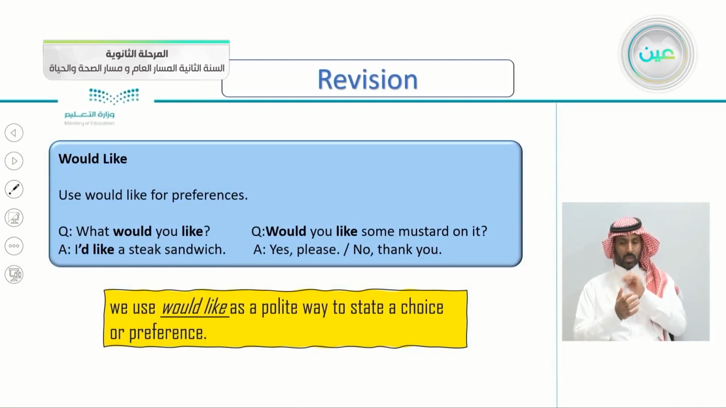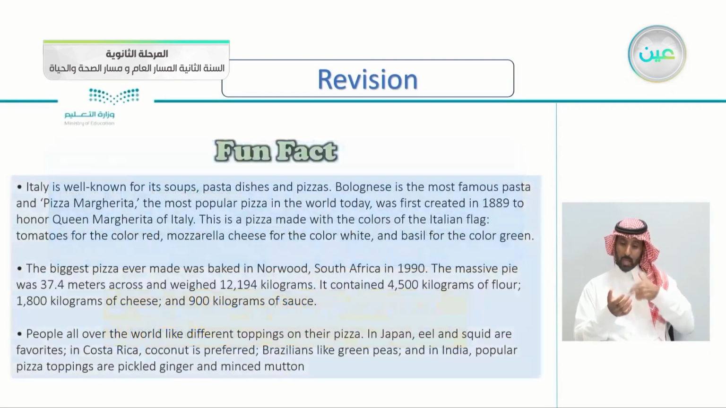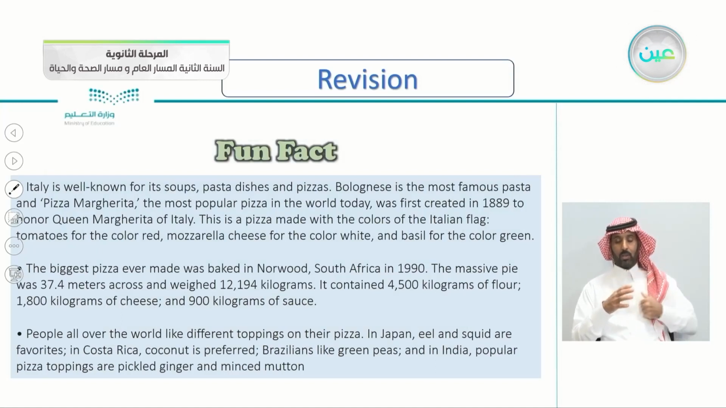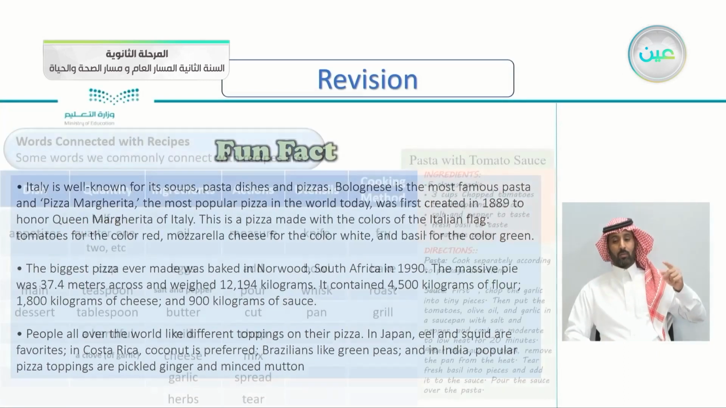Then we took the would like. We use would like as a polite way to state a choice or preference. I would like some coffee. I would like to go, and so on. And we read the fun fact about the pizza in Italy and the name. Where's the name coming from? The Margherita pizza. From here, Queen Margherita, and so on.